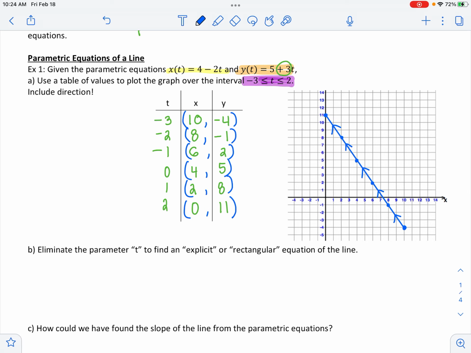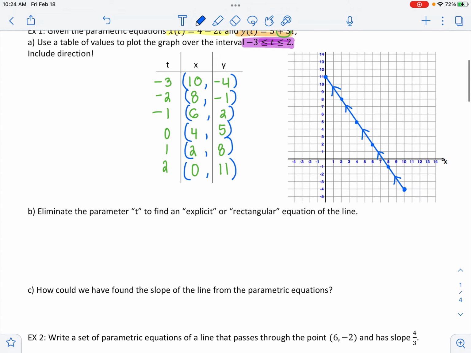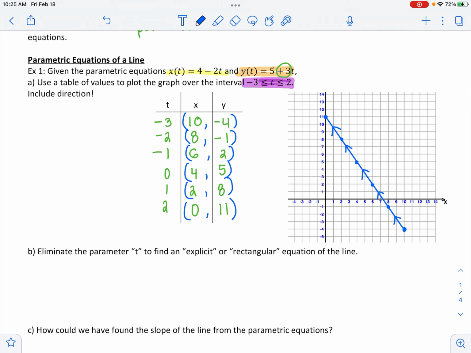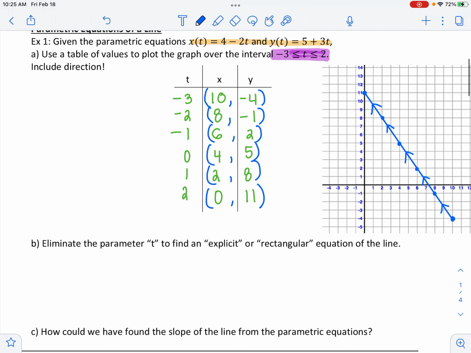All right, next it says eliminate the parameter t to find an explicit or rectangular equation of the line. So we want to eliminate the parameter t when we have these two equations right here. Okay, so I'm going to start by taking the first equation, which I'm going to write as x equals 4 minus 2t, instead of x of t equals. And then I have my second equation, which is y equals 5 plus 3t.